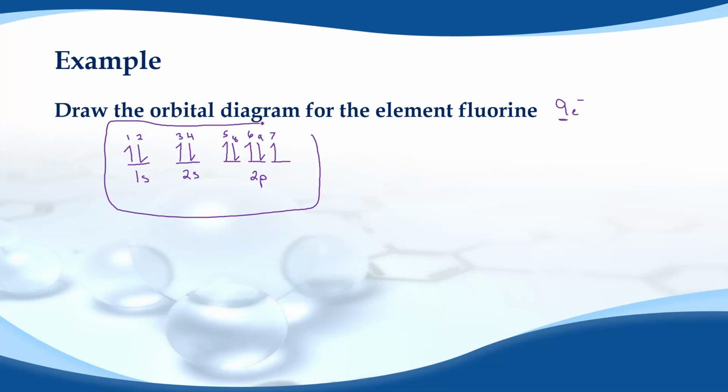2 electrons in the 1s, 2 electrons in the 2s, 5 electrons in the 2p, 4 of them paired up, and 1 of them by itself. So this is how an orbital diagram works. For larger elements, it's just a little bit more drawing, but you follow the same process.